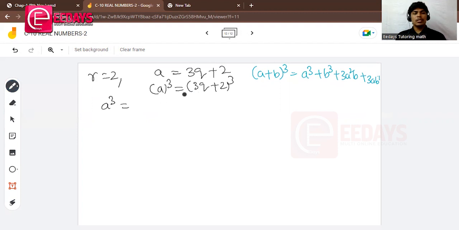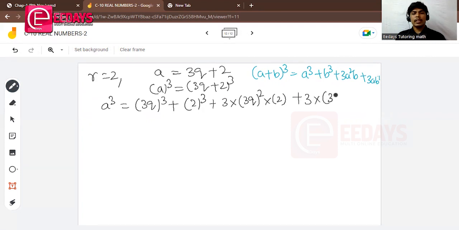Yeah, let's substitute here. a cube is equal to (3q) whole cube. That's why I'm writing each and every step, guys. Try to understand. So 3 into a square b, that is 3 into (3q) whole square into b, that is 2, plus 3ab square. 3a is 3q, b square is 2 square. (3q) whole cube you will get 27q cube. 2 cube is 8, and 3 into 3 square is 9. 9 threes are 27, 27 twos are 54.